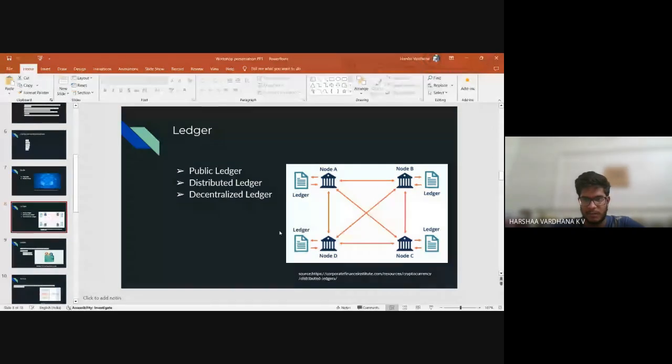Now, as I've shown you in the image here, node A, node B, node C, node D, all of them share the same ledger, as you can see, right? And all these nodes are interconnected to each other. There's no one central authority, as you can see from this picture. There's only a node to node or a peer to peer connection, right? So now, what is a public ledger, a distributed ledger, and a decentralized ledger?